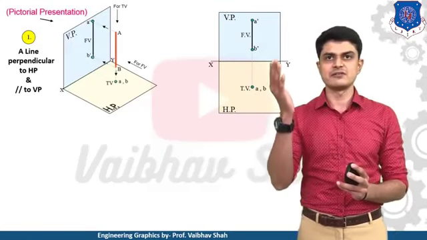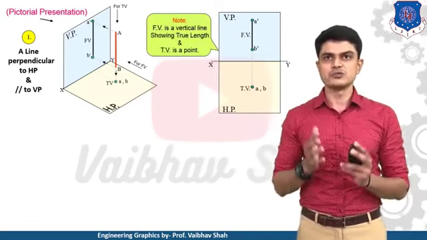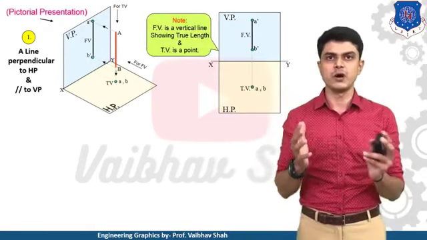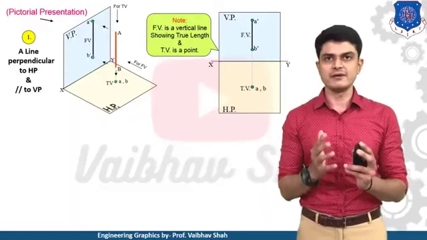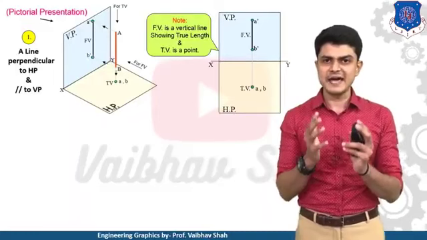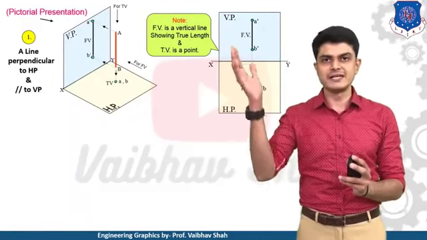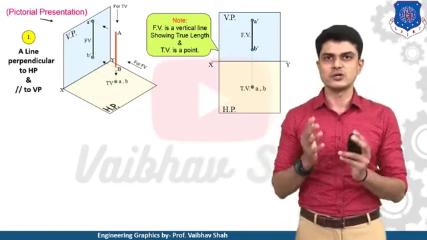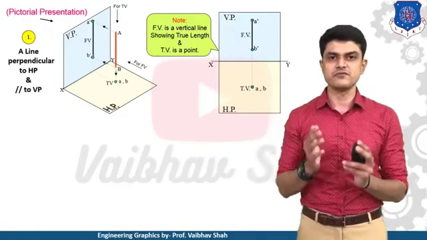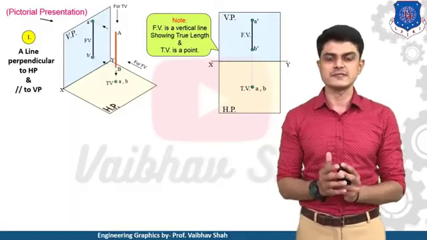So as you can see, we are having the front view as a straight line and you can have the top view as a point view. So the front view is a vertical line showing the true length, and here the top view is what? A point view. So whenever your line is perpendicular to HP and it is parallel to VP, your answer would be your front view as a vertical line showing the true length and your top view would be a point view, as you can see. So this is the answer for our first case. You need to remember this answer in order to understand the first case.